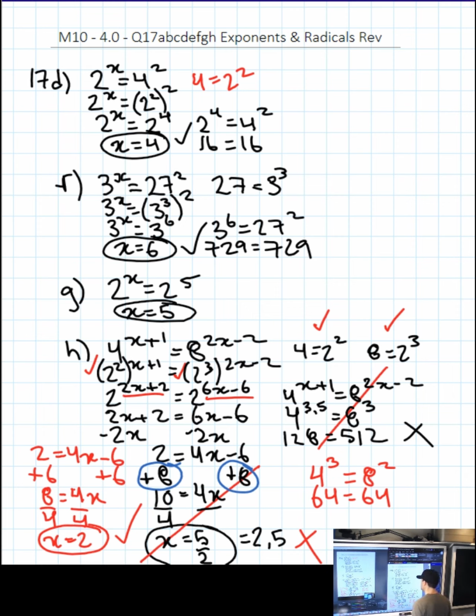Keep in mind that is a much more difficult question than most grade 10s are going to see. You usually see it in what's called exponentials in grade 12. I just wanted to introduce you to a topic like that in this section of squaring, square rooting both sides, and making your exponents equal to each other.